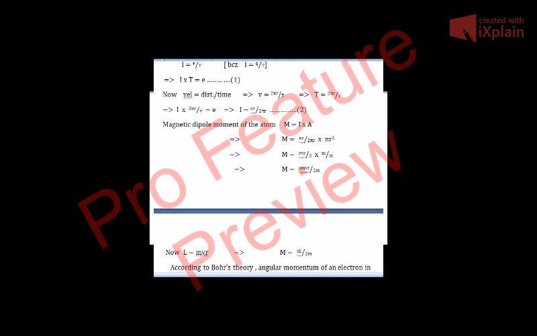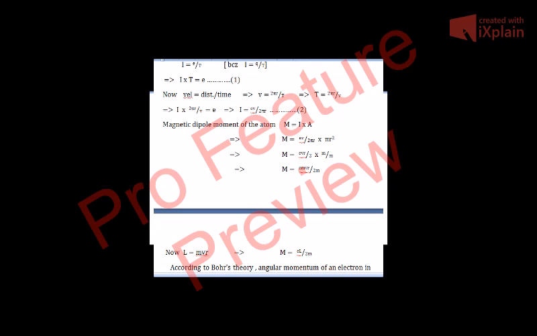This implies when we substitute in equation first the value of T, we get I into 2 pi r by V is equal to E, which implies I is equal to EV by 2 pi r. Let us denote this equation by 2. Now the magnetic dipole moment of the atom is given by M is equal to I into A. Now we substitute the value of I and the value of A. So the value of I we have calculated in equation 2, that is EV by 2 pi r, into the area of the circular orbit of the electron, that is pi r square.